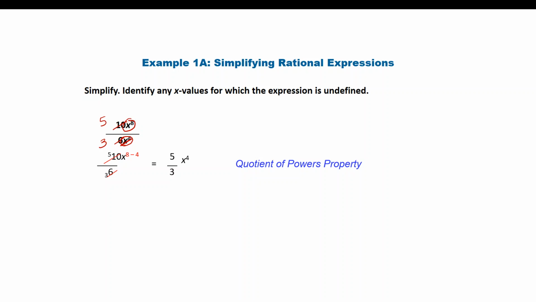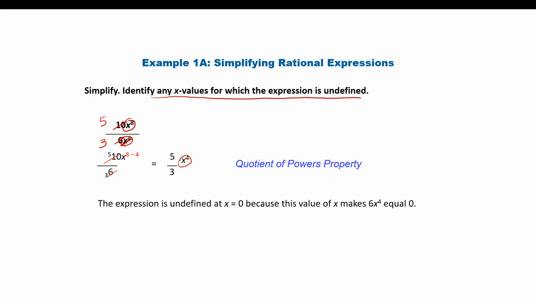Now, I can't forget what the rest of my problem says. It says identify any x values for which the expression is undefined. So I need to think, what is x going to be? Is there anything x can be that would make this end up with a 0 in the denominator? The expression is undefined at x equals 0. Why? Because way up here at the beginning of our problem, we can see if x is 0 down here, that gives us a 0 in our denominator, and that would make our problem undefined.